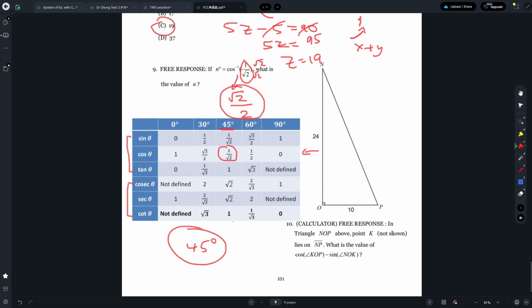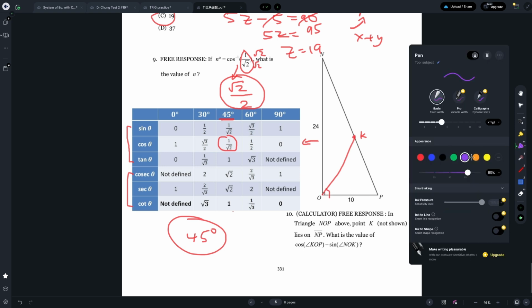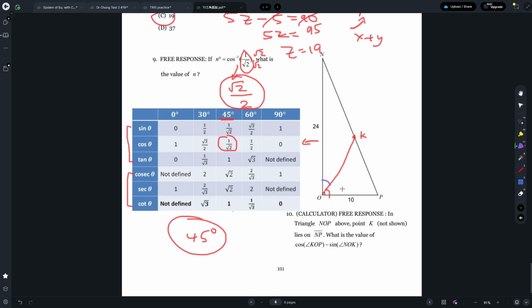Number 10, in triangle NOP above, point K, not shown, lies on NP. What is the value of cosine KOP minus sine NOK? So let's just draw a point K. Let's draw it right here, so that we can create angles KOP and NOK, which is right here.